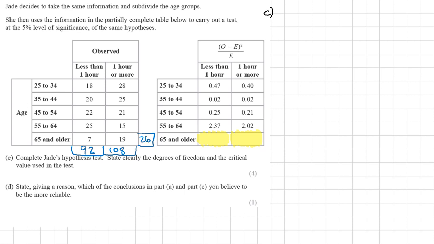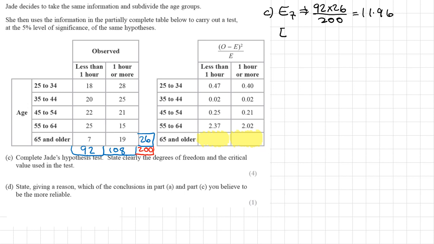And then we have a grand total here of 200, because remember 200 people were asked in this survey. So we're going to work out the expected value for the 7 that's here. So I'll just write this E7, the expected value for 7. Now remember that we do the row total times the column total divided by the grand total to find the expected value. So that's 92 times 26 divided by 200, and that is 11.96, and that's greater than 5, so we don't have to combine anything.